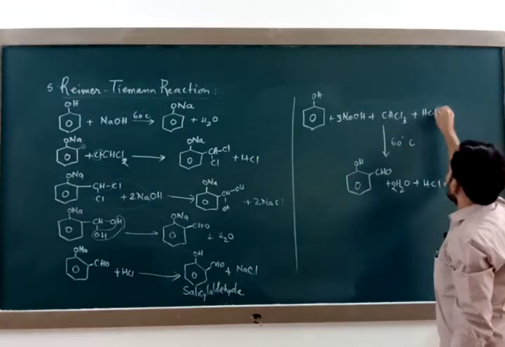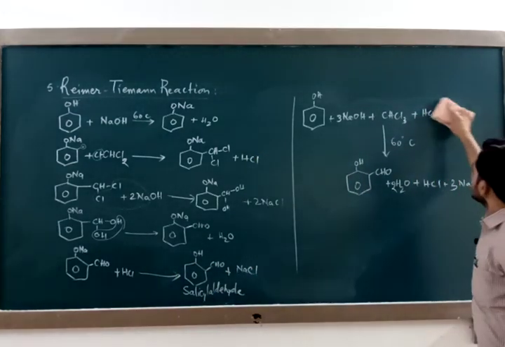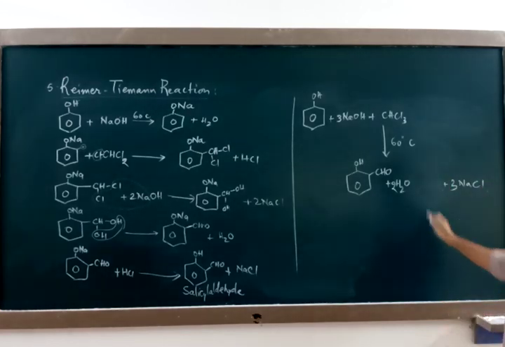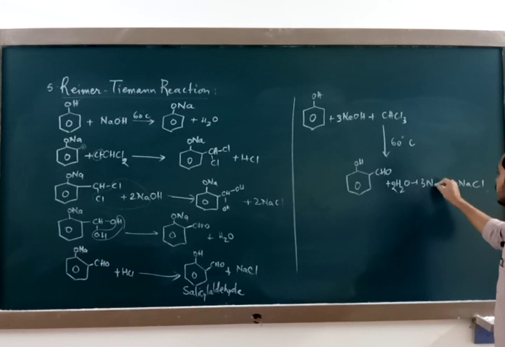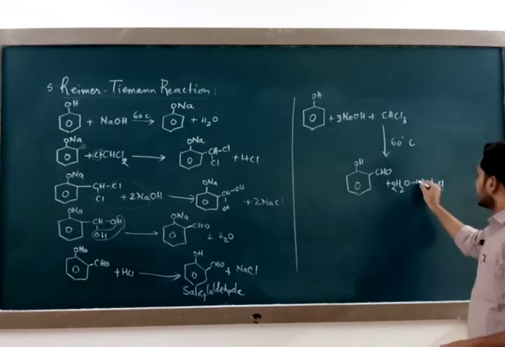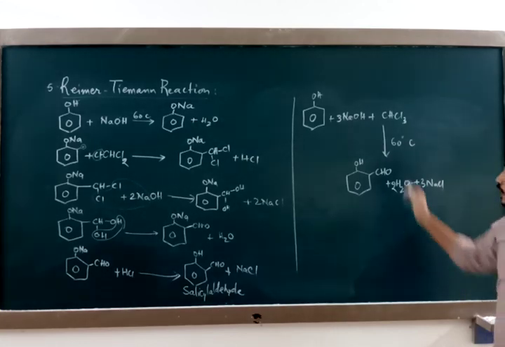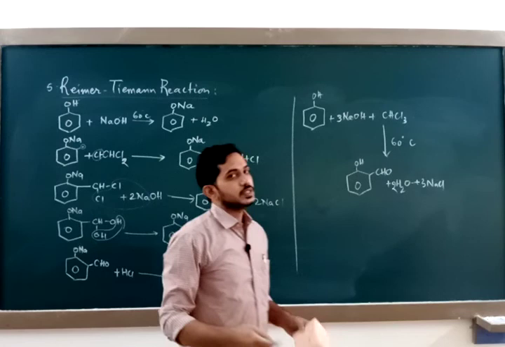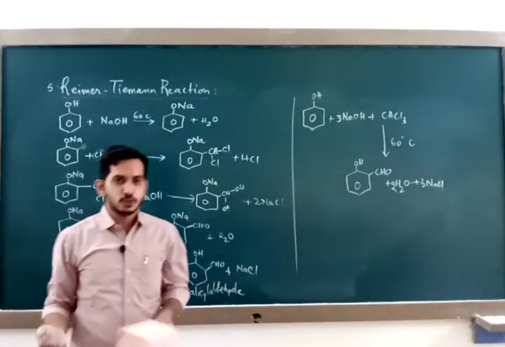So HCl once I wrote here. Here HCl and here HCl get cancelled. So what remains is this, plus 3 NaCl. So if you write this equation in balanced form, then it is correct. Otherwise, follow this method. Follow whichever is easier for you.